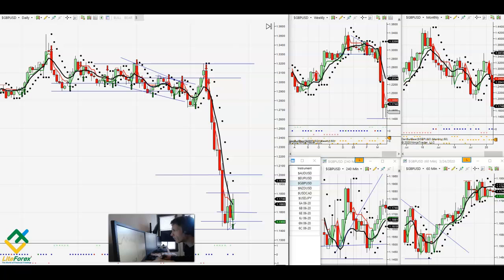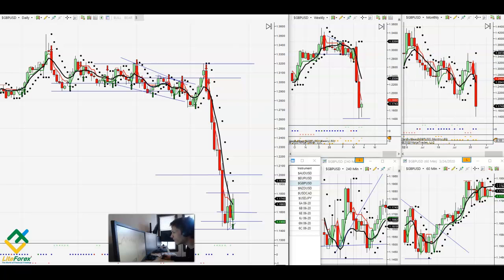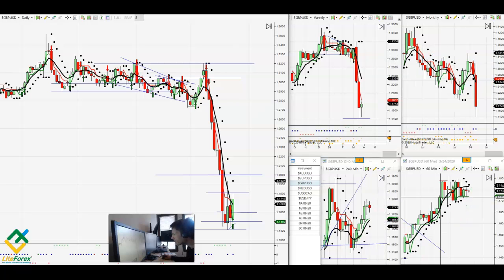resistance of 1.18. Now you look at the weekly and it definitely looks like we should have more upside tomorrow. The 60 is showing we're holding support, but we did hit resistance, and you want to see a break above that 1.1800 to continue this uptrend.